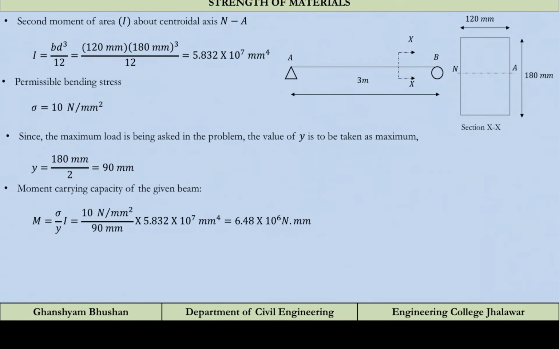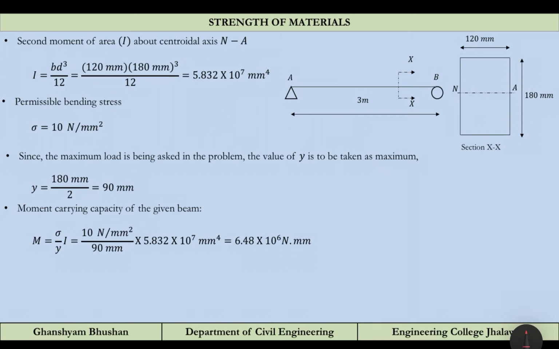Okay, so first thing we must know is that for any calculation we must have the value of second moment of inertia. For a rectangular section it is symmetrical about the centroidal axis, so BD cube by 12 is there. So this is the value of I, that is our second moment of area. Now what is the permissible stress given to us? Permissible stress is given as 10 Newton per mm square or 10 megapascals.